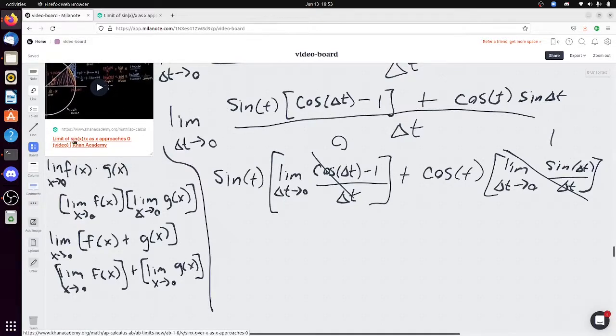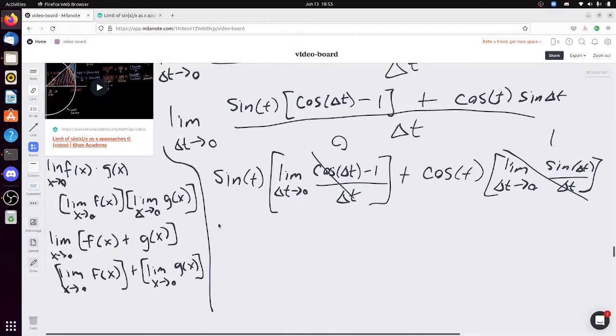But this is basically the limit of sine x over x as x approaches 0. The variable doesn't matter, so that's the same thing for delta t as it approaches 0. This video here basically gives you a nice geometric argument for why this is equal to 1. Basically, if you believe the geometry on this, which this video proves, then this limit equals 1, and the fact that this limit is 1 implies that this limit is 0. So I'm just going to leave it at that right now.